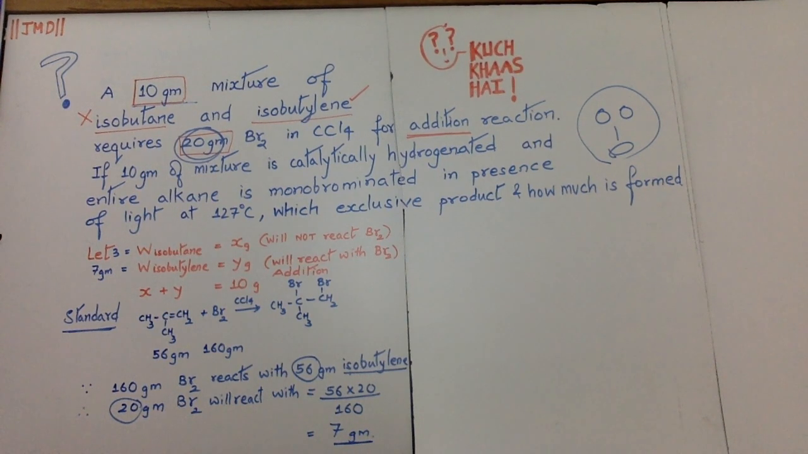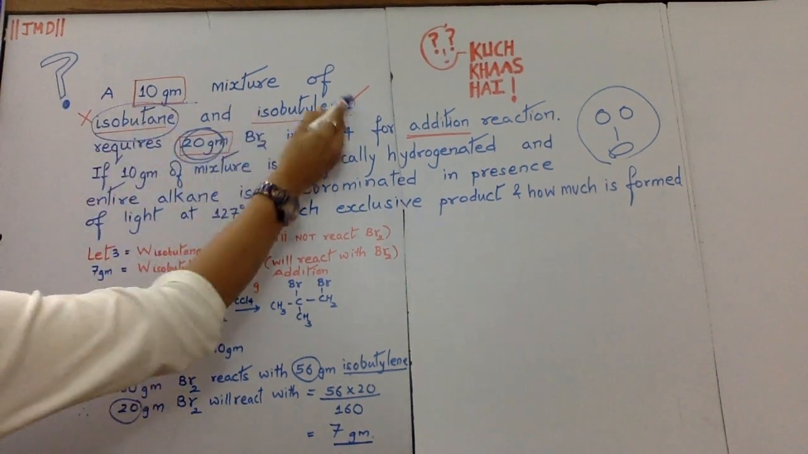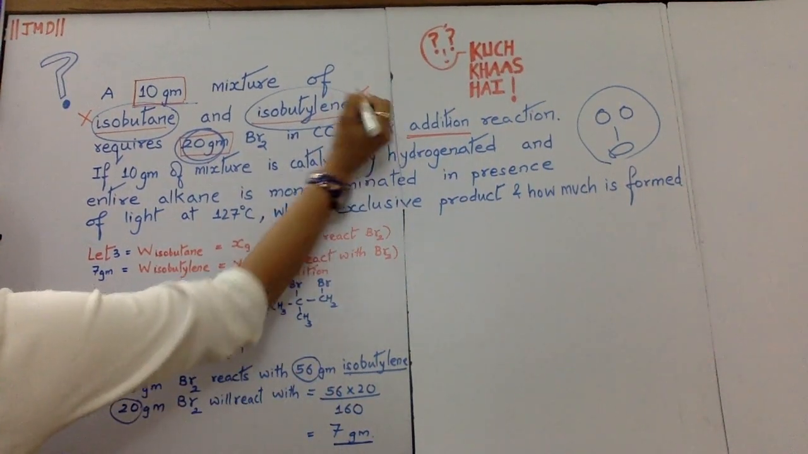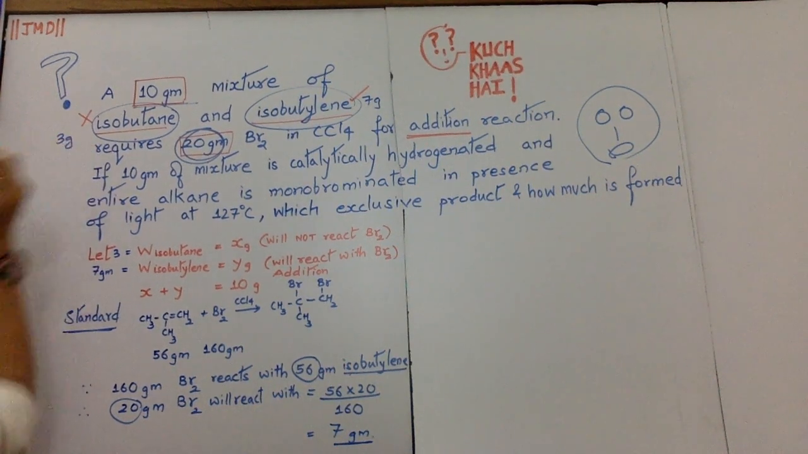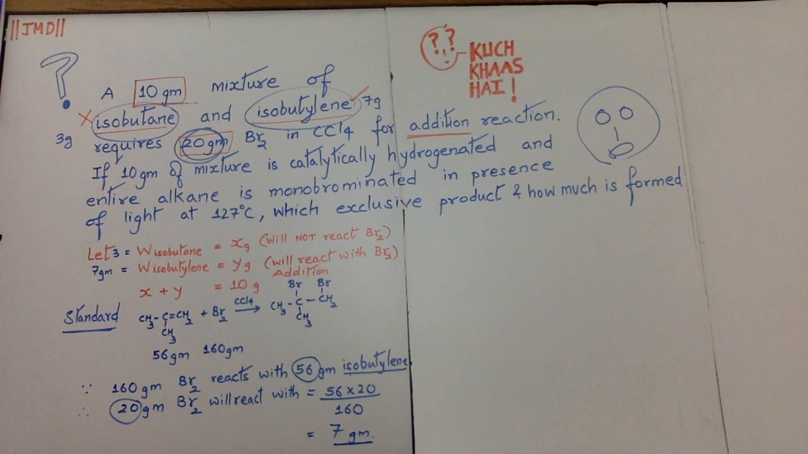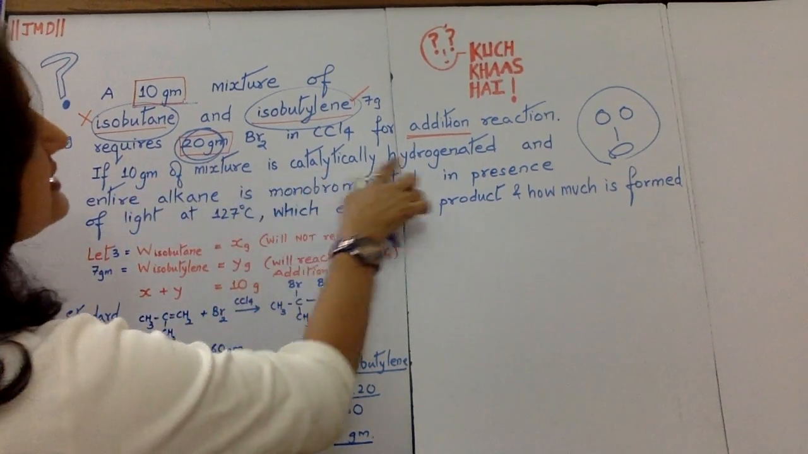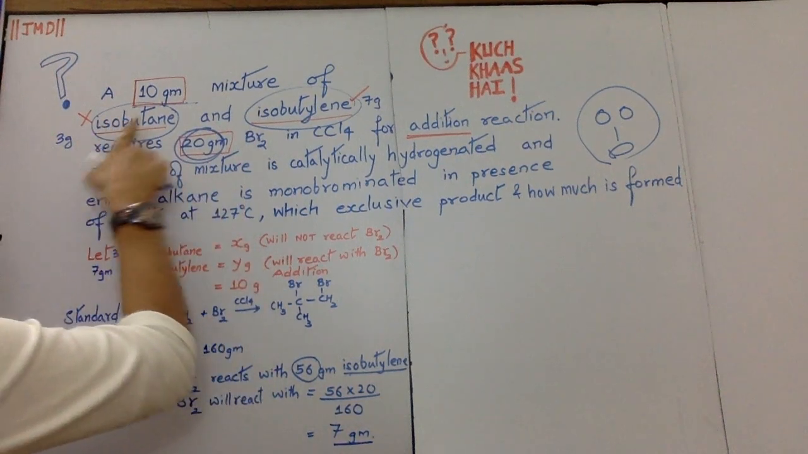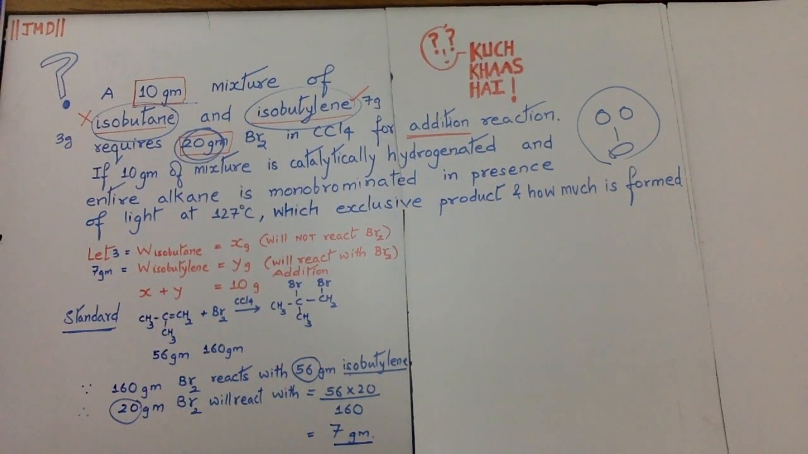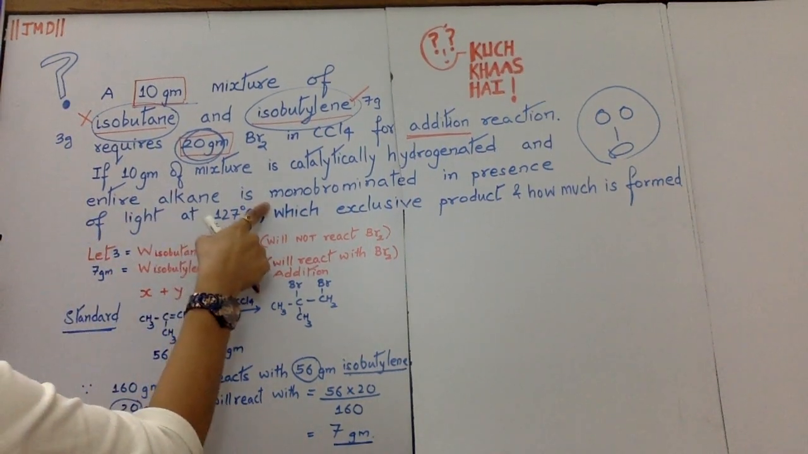I hope this much is clear to everyone. Out of 10 gram, we concluded isobutane and isobutylene: isobutylene is coming 7 gram, so obviously isobutane is 3 gram. Now the next thing is, you read the question very carefully. Children, the question is saying that this 10 gram mixture is catalytically hydrogenated, meaning isobutane and isobutylene are hydrogenated. Okay. An entire alkane is monobrominated.